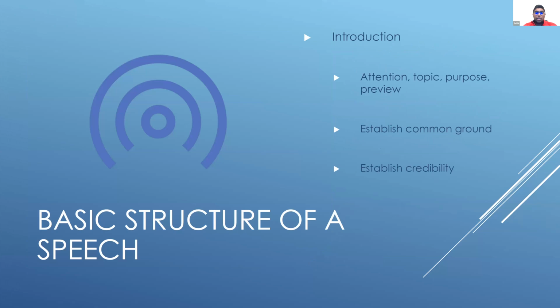So coming to the basic structure of a speech, we obviously start with the introduction. The first part of the introduction should always be your introductory sentence, where you introduce yourself and the topic that you are going to present. I always tell my students to practice this one sentence a lot, because that one sentence carries a lot of weight with the audience. This is the first time they're going to hear you speak, other than you maybe saying thank you for having gotten the opportunity to speak.